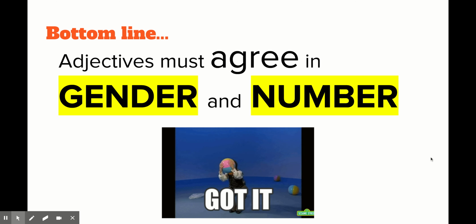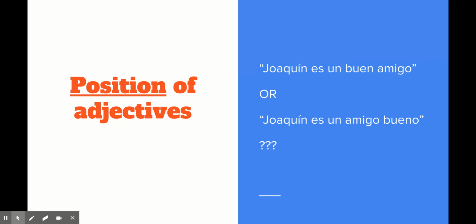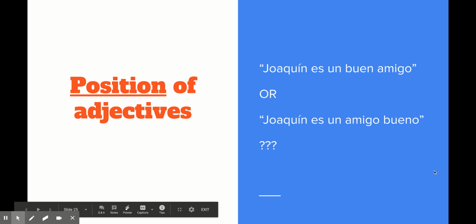Okay, very last thing we're gonna talk about is the structure, which you've been seeing. So, position, guys, position of the adjective. Where does it belong in the sentence? Would I say Joaquin es un buen amigo or Joaquin es un amigo bueno? Which one would I use? The answer is both. What? I know.